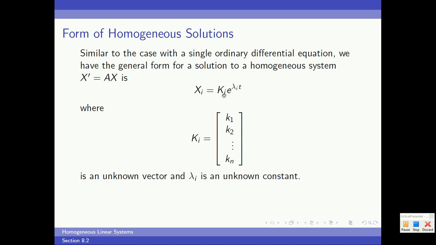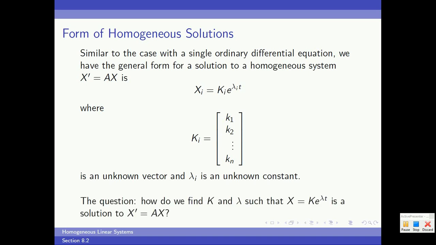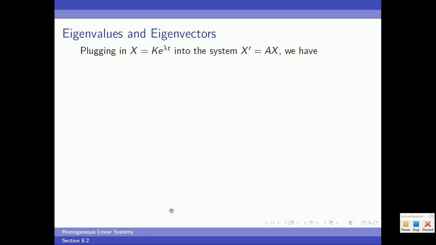If you've taken linear algebra, then you hear lambda and you think of eigenvalues, and that is exactly what we're going to do. These are going to be eigenvalues, and these are going to be our eigenvectors. So we're going to go through and see how we actually do this. The question is how do we find k and lambda such that x equals k e to the lambda t is actually a solution to our homogeneous equation.